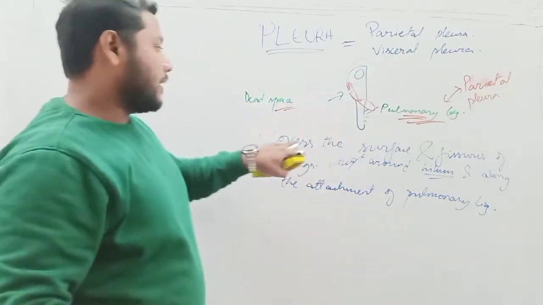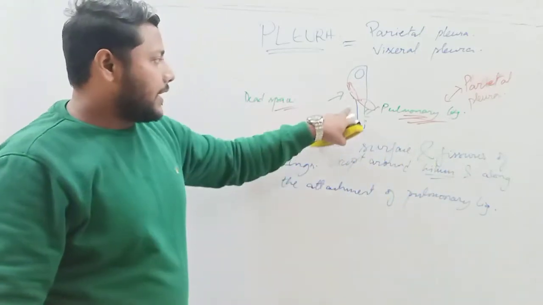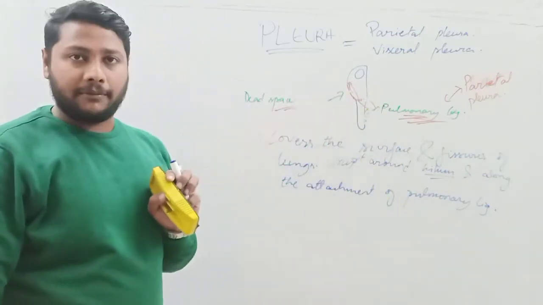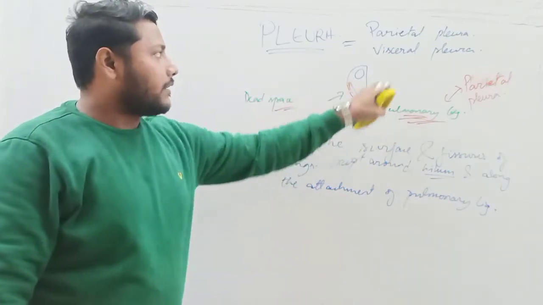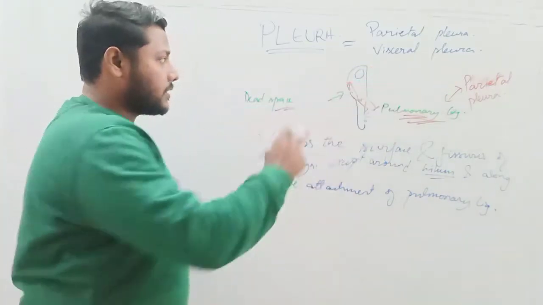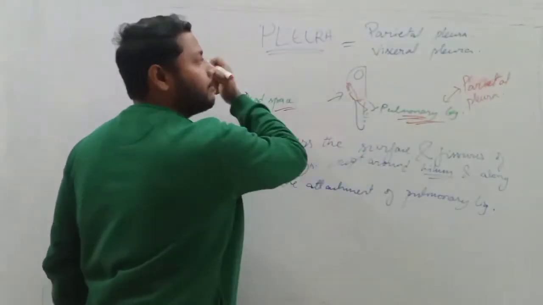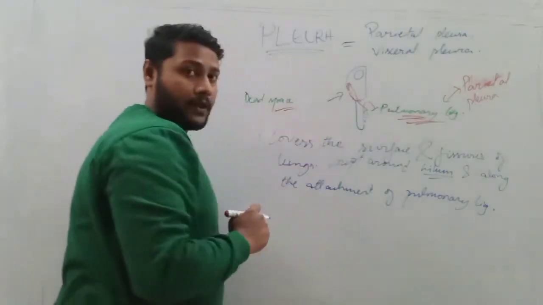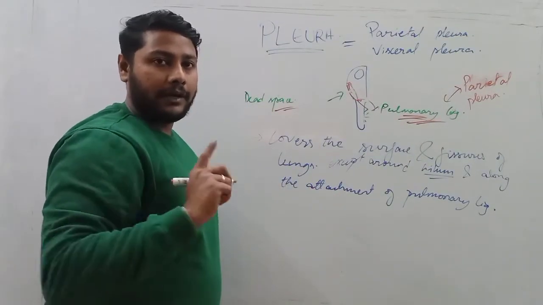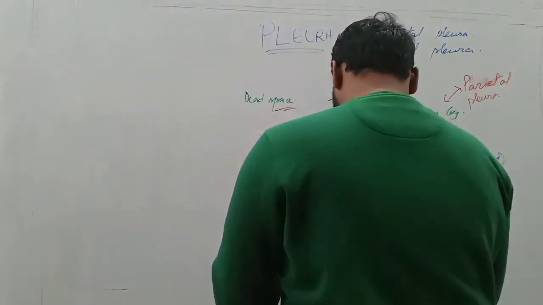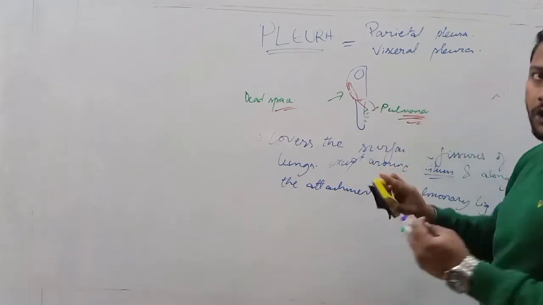This visceral pleura covers the surface and fissures of the lungs except around the hilum and along the attachment of the pulmonary ligament. These are the two areas where the visceral pleura is not covering, because in these areas the visceral pleura is reflected and becomes continuous as the parietal pleura. We have already seen this in the diagram. Clear? Okay. So this is about the visceral pleura. Very short, very simple.